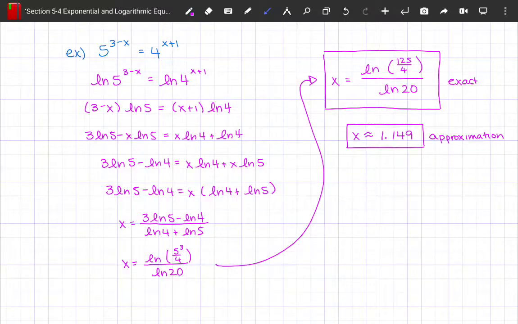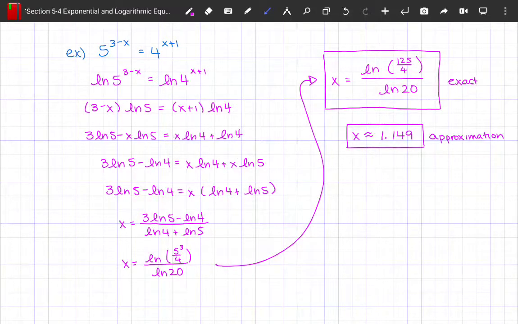Now I do want to point out one thing, and I think this is a better practice in general, but it isn't required. Notice when I went from this step to this step, when I was collecting the x's on one side, I went for the x's on the right-hand side. Normally we put the x's on the left. Why would I do that? Well, I actually wanted to minimize the negatives, which, like I said, in general is a good practice.